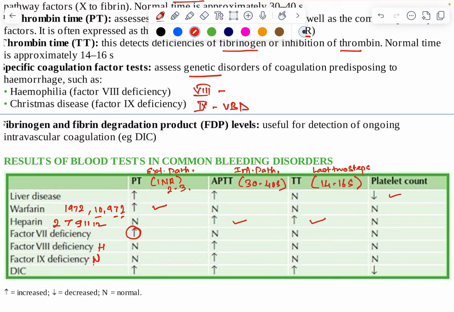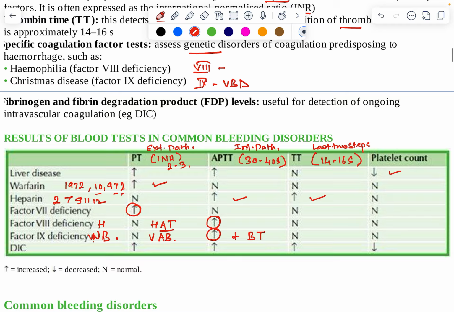This is asked: hemophilia and VW, von Willebrand. For hemophilia, the mnemonic is HAT and this is VAB. APTT, this AT is for APTT. If you see factor 8 deficiency, hemophilia, only this is increased. And factor 9 deficiency, and this is von Willebrand. APTT as well as bleeding time is increased in this, plus bleeding time, which is not given here. A is activated prothrombin time and B is bleeding time.